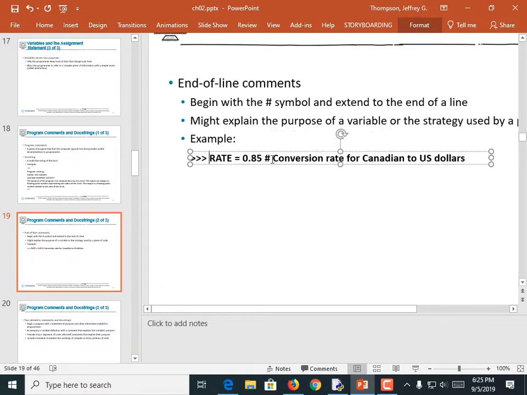End of line comments are when you use the pound sign. RATE is equal to 0.85. What does that mean? That's the conversion rate for Canadian to US dollars. Apparently this is going to be a constant, so they made it uppercase letters.